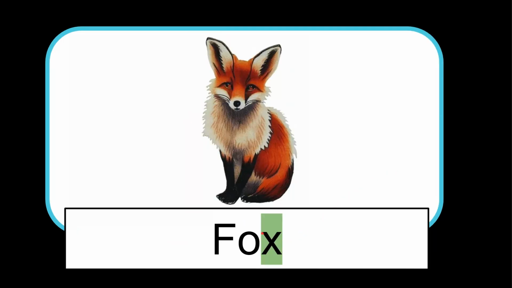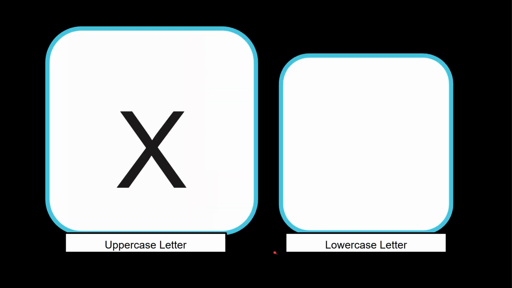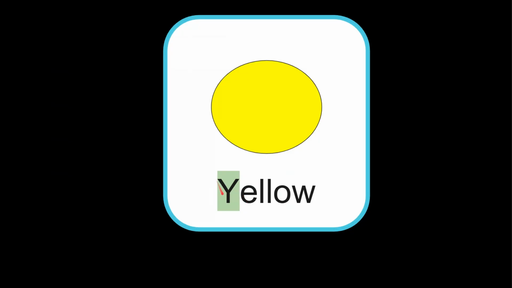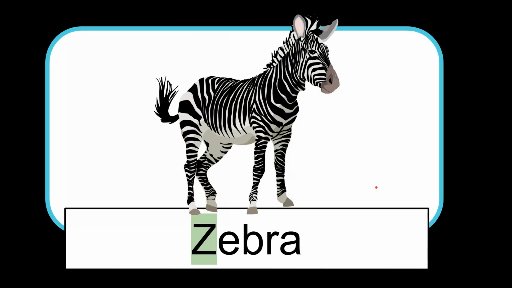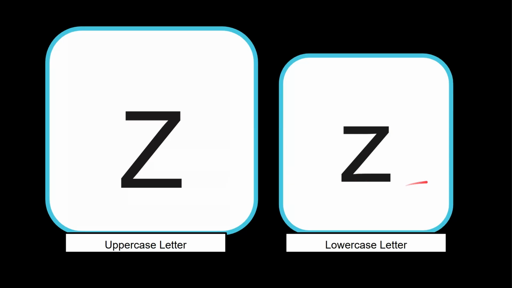Next, we have the letter X, just like in the end of the word fox. And we have an uppercase X and a lowercase x. Next, we have the letter Y, just like in the word yellow. And we have an uppercase Y, and we have a lowercase y. Sometimes you can make it a little curved. And last, we have the letter Z, just like in zebra. So we have an uppercase Z, and a mini-me, we have a lowercase z.